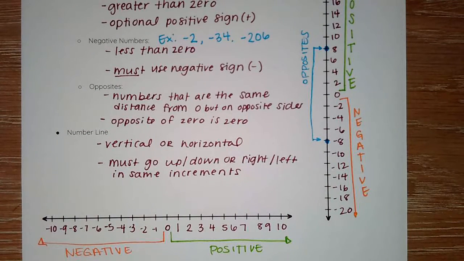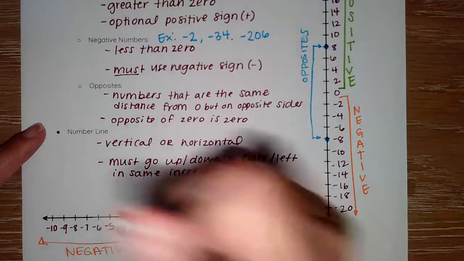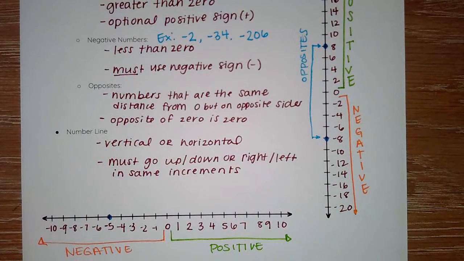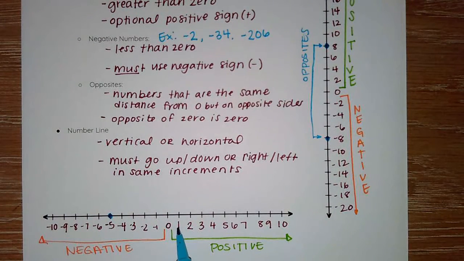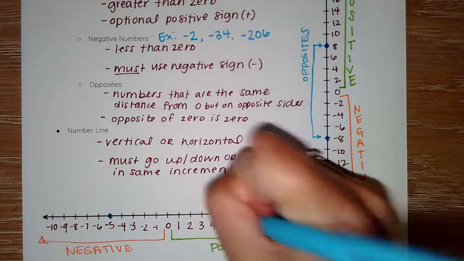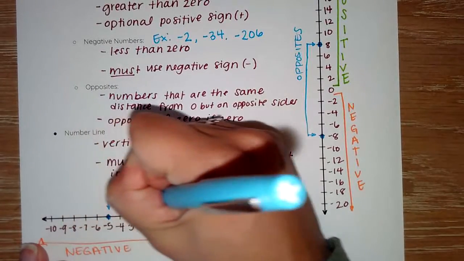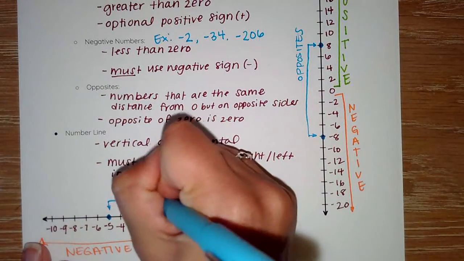Okay, again, we can do one more opposite example here. Let's do -5. If I ask you what the opposite of -5 is, I see that -5 is 1, 2, 3, 4, 5 spaces from 0. So I need to go 5 spaces the other way. 1, 2, 3, 4, 5. The opposite of -5 is 5. So these here are opposites.